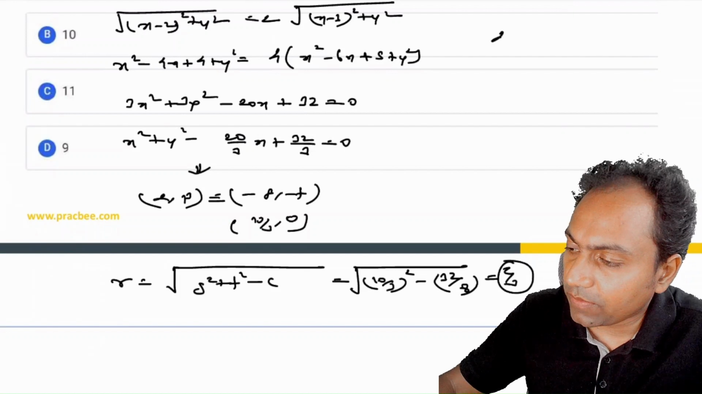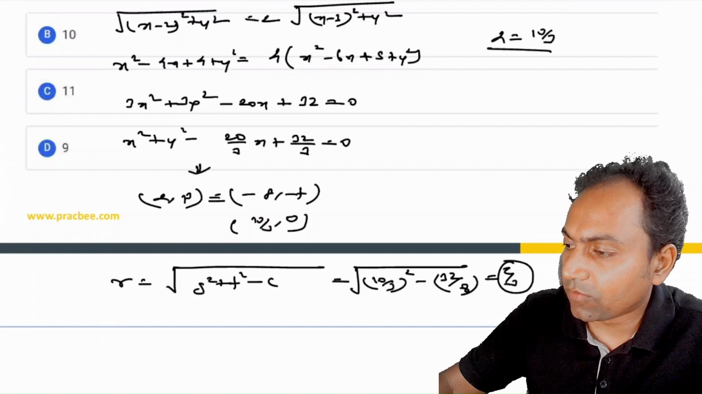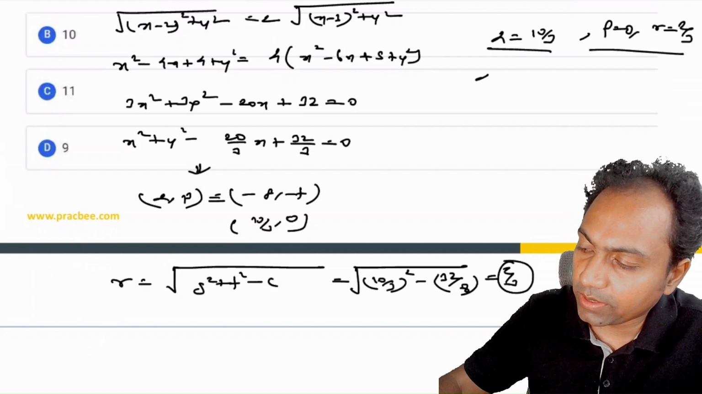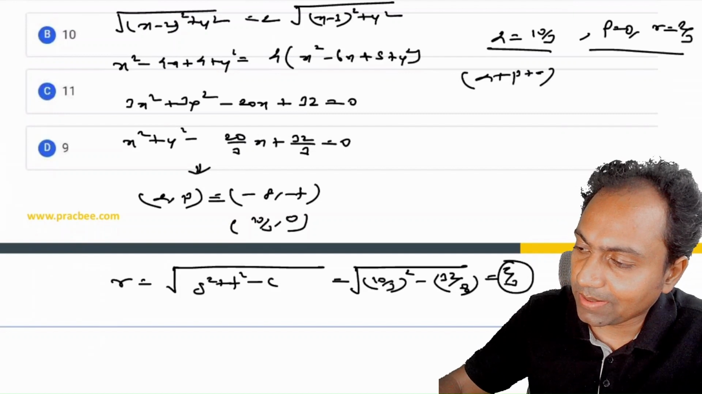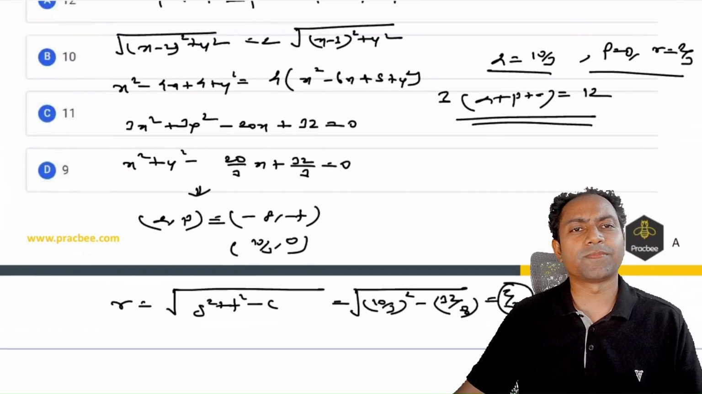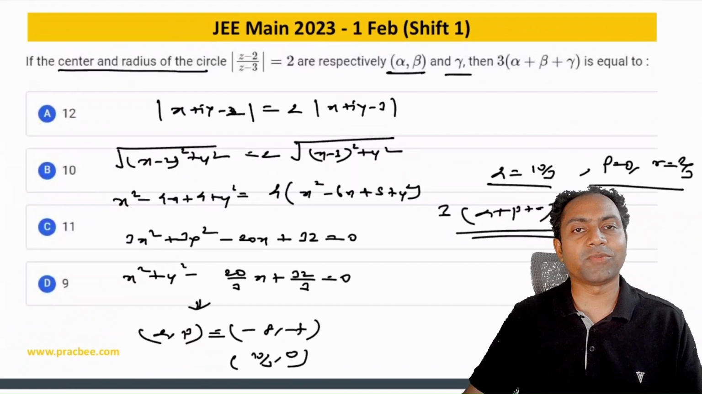And now we have got the value of alpha as nothing but 10 by 3. We have got the value of beta, that is nothing but 0. We have got the value of gamma, that is 2 by 3. If I put it in alpha plus beta plus gamma into 3, the answer comes out to be 2. So it is quite a simple question. If you just put z is equal to x plus iy, you will get the answer.